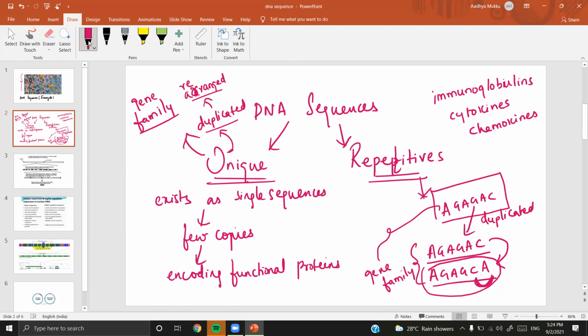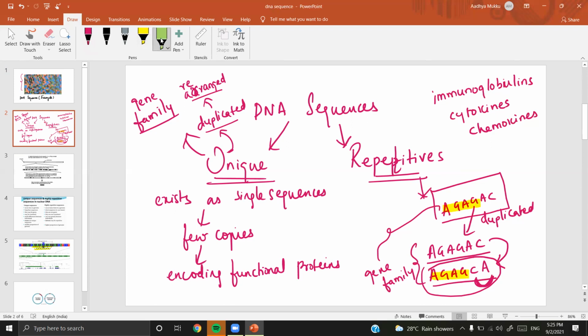Either they can be unique DNA sequences which will be encoding for your functional proteins, or you may have some gene families which have got duplicated from an existing gene and rearranged, but they are similar, not identical to each other. They are similar because there are a few of these nitrogen bases which are very much the same. For instance, in this case that I have written, AG is very similar to this, but they are not identical.